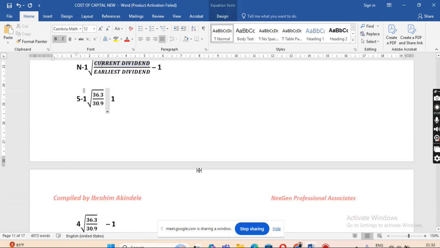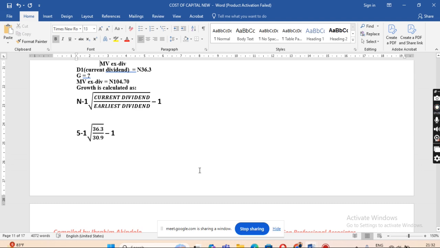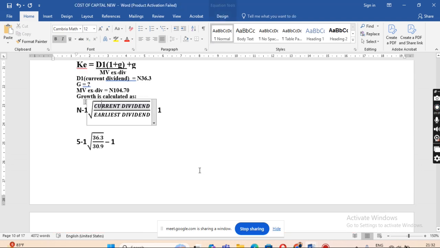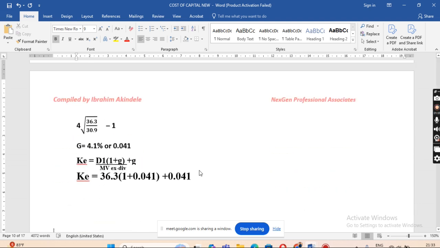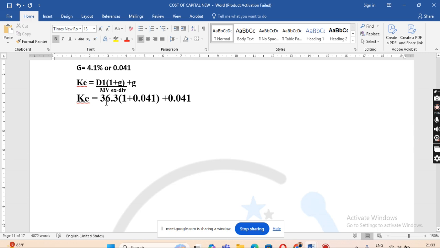What is the market value? You can see it here: 104 naira 70. So you can say divided by 104.70, right? So you divide it. Please give me your answer, figure.